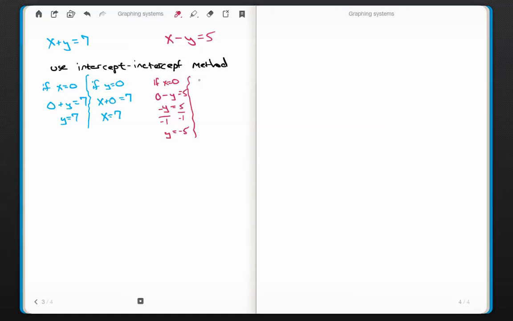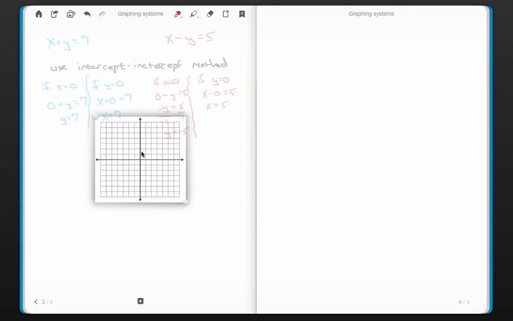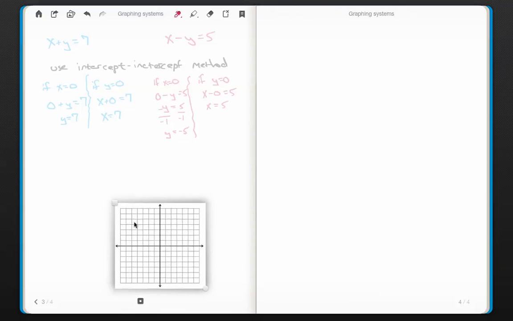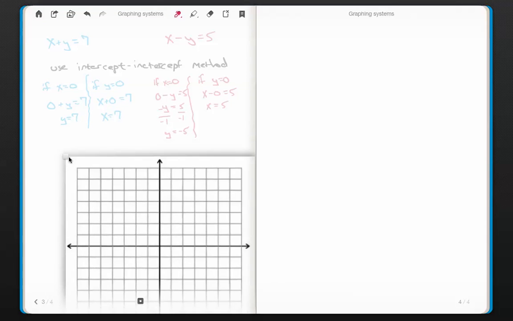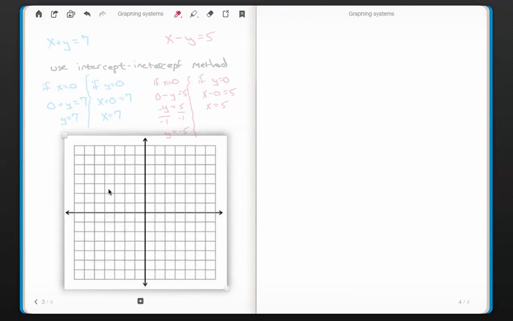And if we say if y equals 0, this one's easier. X minus 0 equals 5, so x equals 5. Alright, so now we have some intercepts, so let's draw a picture of this. Let's plug it in there. And this goes down here roughly. We make that as big as we can, and since y is -5, well, we'll just put it right there.